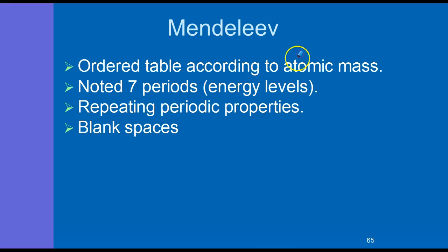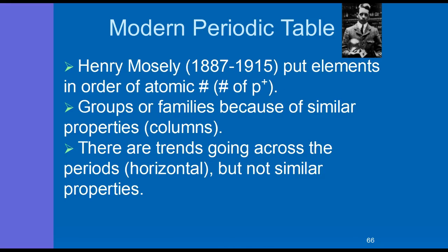He ordered the table according to atomic mass, so their mass. And he noted that there were 7 periods, good for him, and he noticed that there were repeating periodic properties. In fact, he kind of made up the periodic table. He wrote the elements on playing cards, and eventually he organized them, and that's how he came up with this. So the atomic mass idea is not correct. They're actually ordered by atomic number, which is the number of protons.